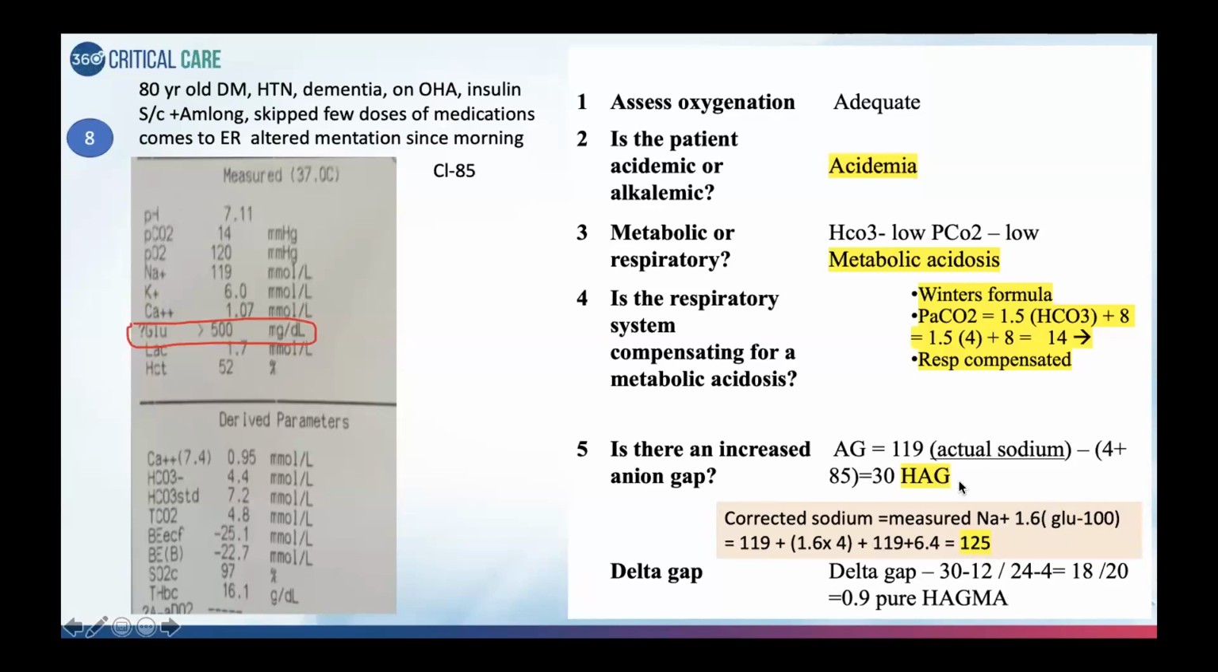But then when you're calculating the anion gap, you actually use the actual sodium. When you calculate the anion gap, it is high. So calculate the delta gap. Again, it's a pure high anion gap metabolic acidosis, probably due to DKA.